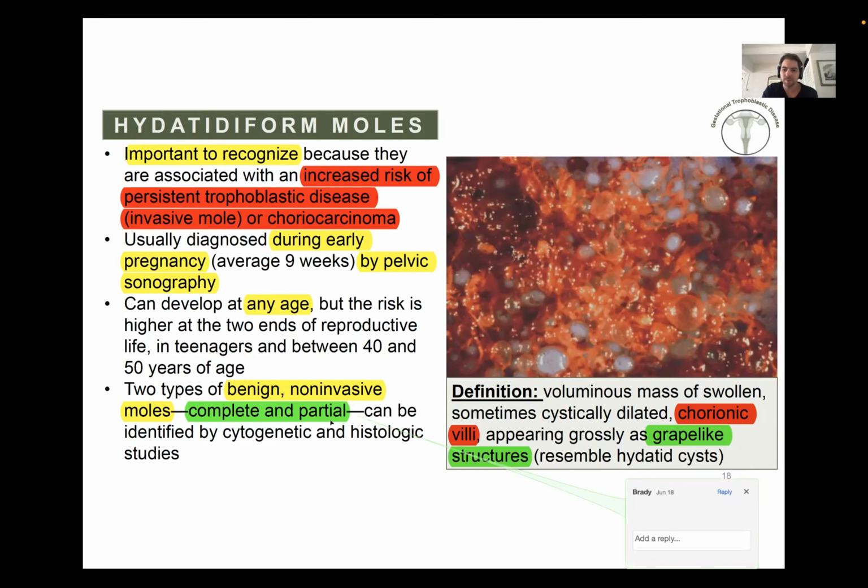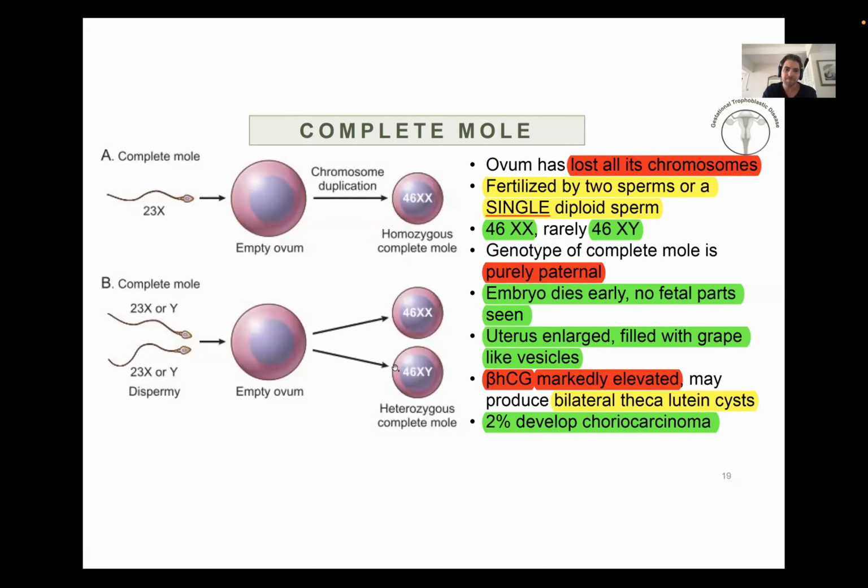Okay, so it can be complete or partial. We'll go into that. The way I remember it, complete means it's completely from dad, so you get 2 copies from dad. Now, with these complete moles, you're not going to get normal internal parts. You won't see any internal parts of the fetus.